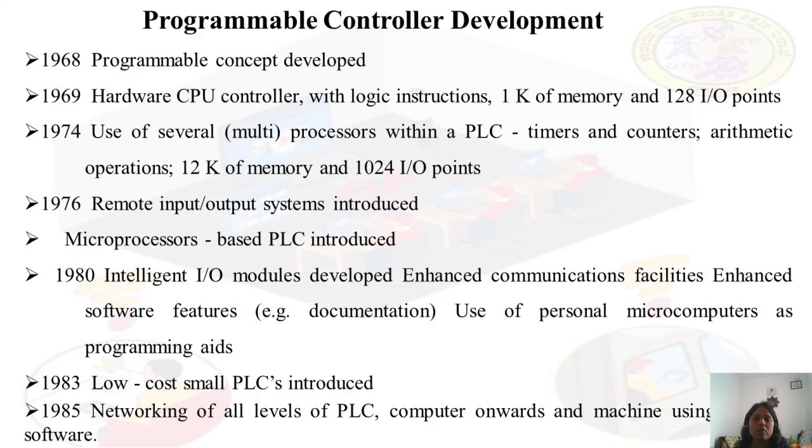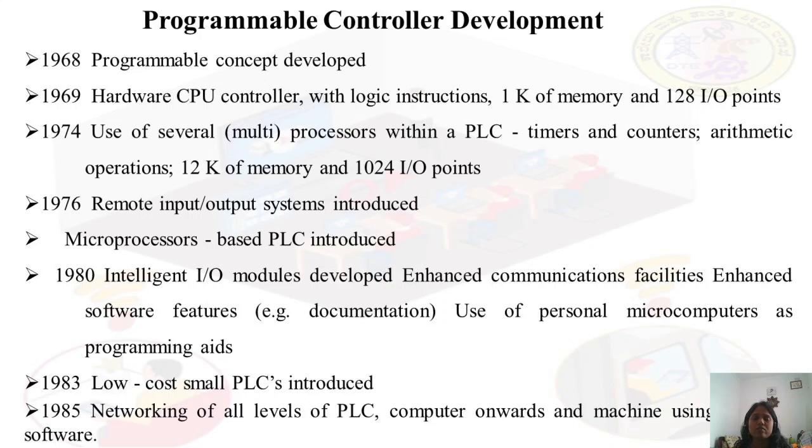1976, remote input or output systems introduced. Microprocessor based PLCs are also introduced. After the advent of the microprocessor, the PLCs developed very fast in the industries. 1980, intelligent I/O modules developed, enhanced communication facilities, enhanced software features, use of personal microcomputers as programming aids. 1983, low-cost small PLCs introduced. 1985, networking of all levels of PLCs, computers and machines using the software.